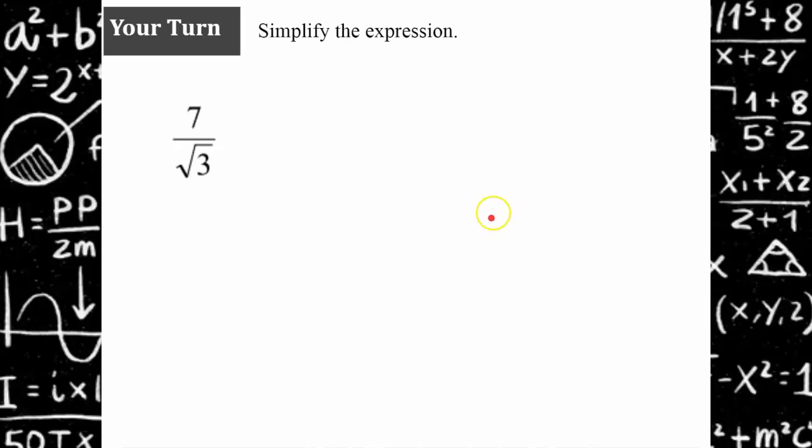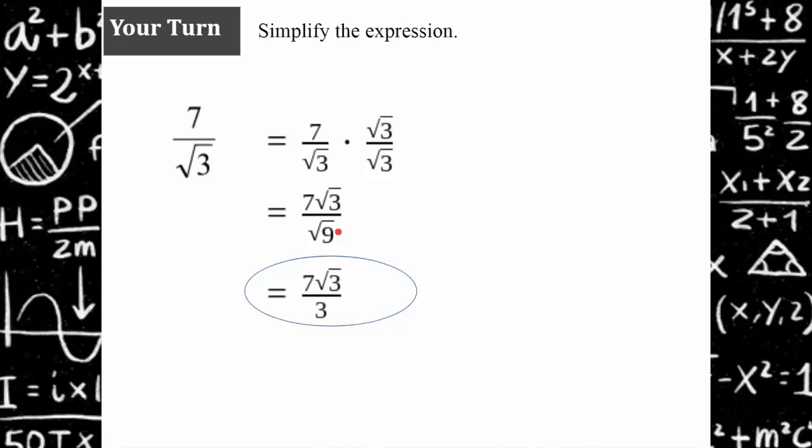Welcome back. Let's review your solution. I multiplied by a factor of 1, which was the square root of 3 over the square root of 3, to force the denominator to be a perfect square. When I multiply, I get 7 square root of 3 divided by the square root of 9. The square root of 3 times the square root of 3 is the square root of 9. The square root of 9 is 3, and there we have our simplest form: 7 square root of 3 divided by 3.